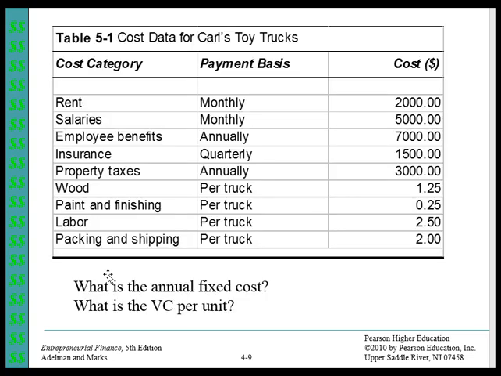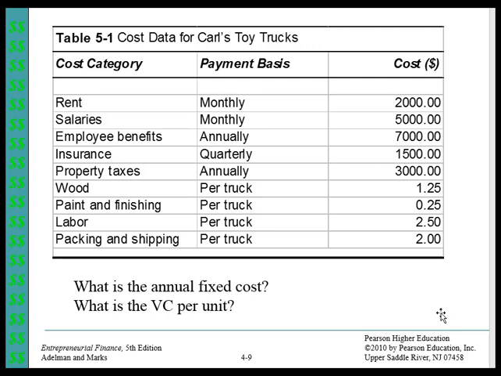So let's look at this toy truck company, right? We need to figure out what the annual fixed costs are. Now, the way they give us this information is they give us fixed costs here, but they're not all in the same payment basis. So you do have to calculate the actual total costs, right? So if you take the time to do this, right? 2,000 times 12, 5,000 times 12, plus 7,000, 1,500 times 4, right? Plus 3,000. If you add that all up, it comes to about $100,000. The variable cost per toy truck created, when you calculate that, it's roughly $6, right?